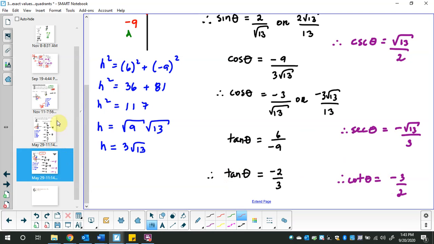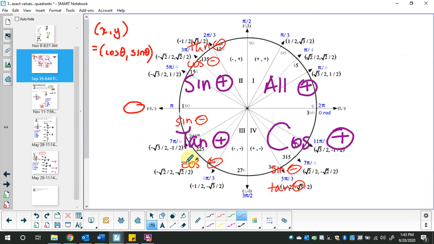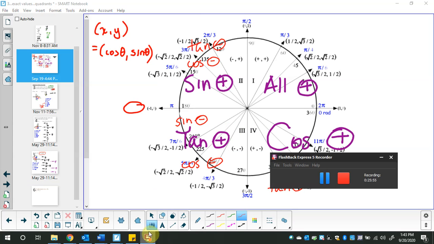So the cast rule is not wrong. It's 100% correct, and you can keep that in the back of your mind when you're checking answers. So that is the end of the exact values quadrants note. Next up, I'm going to do the history lesson.